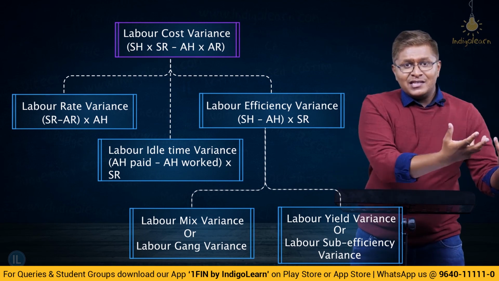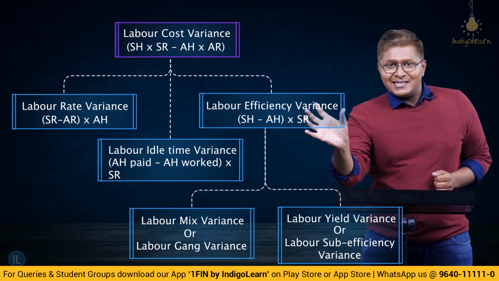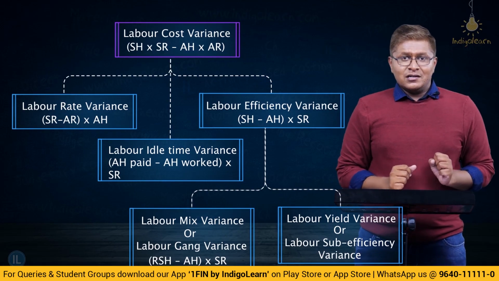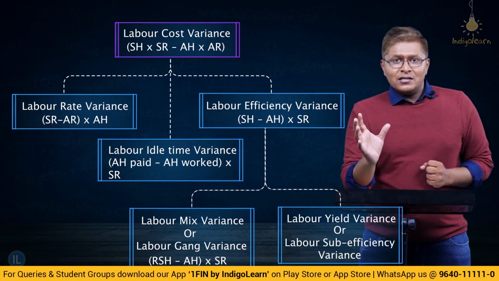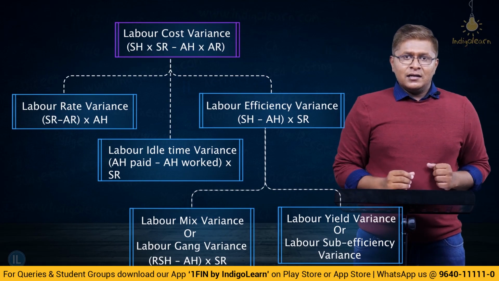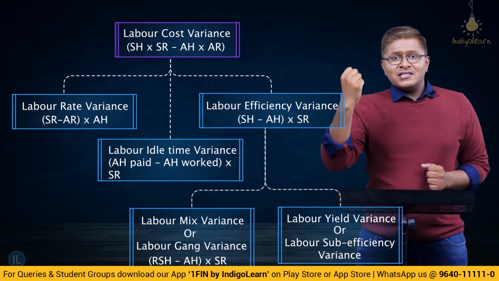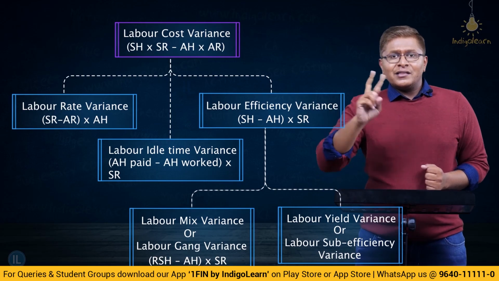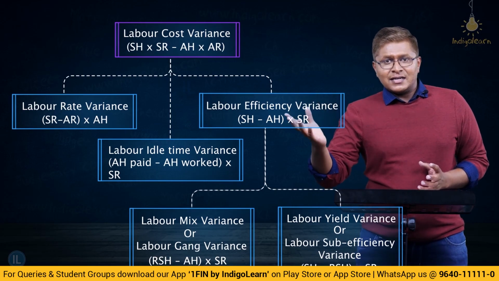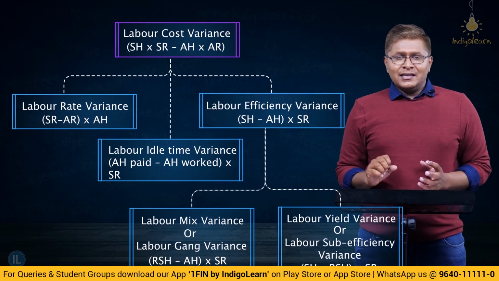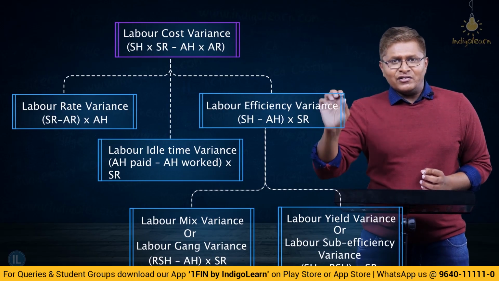Now for the purpose of mix variance, we are going to compare the revised standard hours and the actual hours. Whatever is the difference, it is the variance on account of the mix. When we come to yield variance, or as we say the sub-efficiency variance, we are going to compare the two standards, the original standard and the revised standard. This will be called the labor sub-efficiency variance.